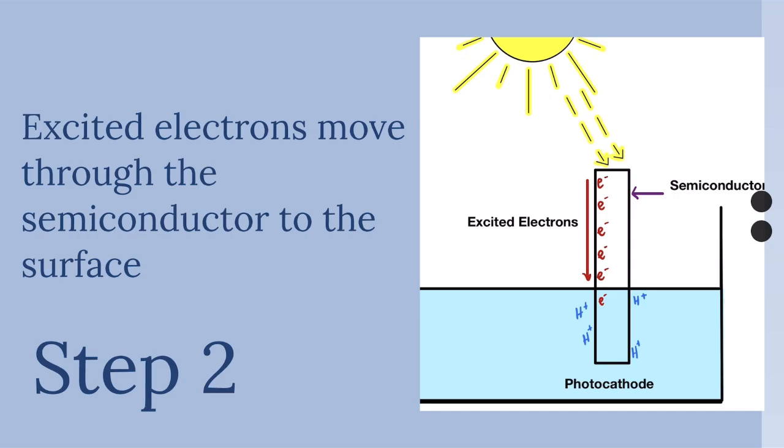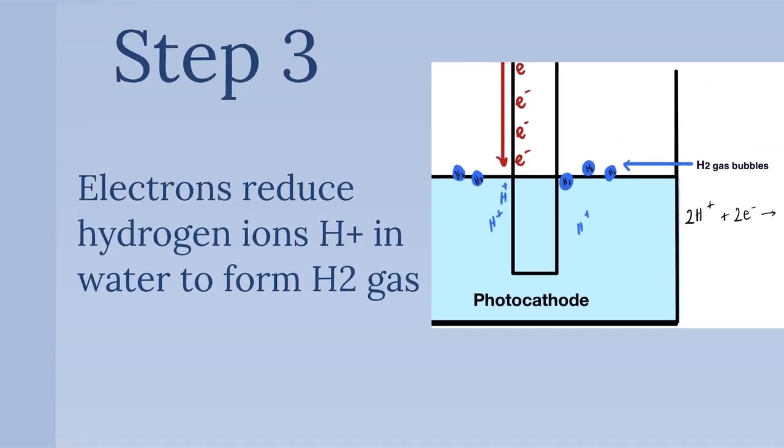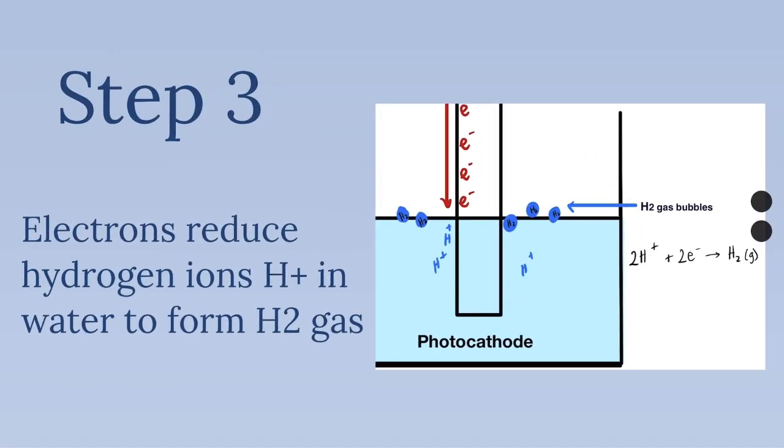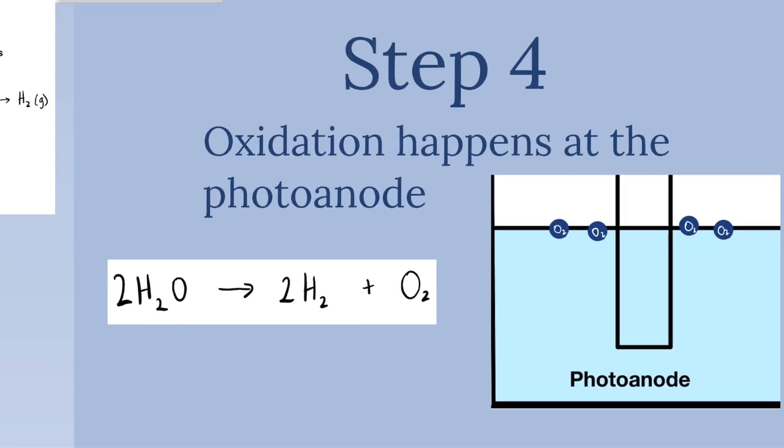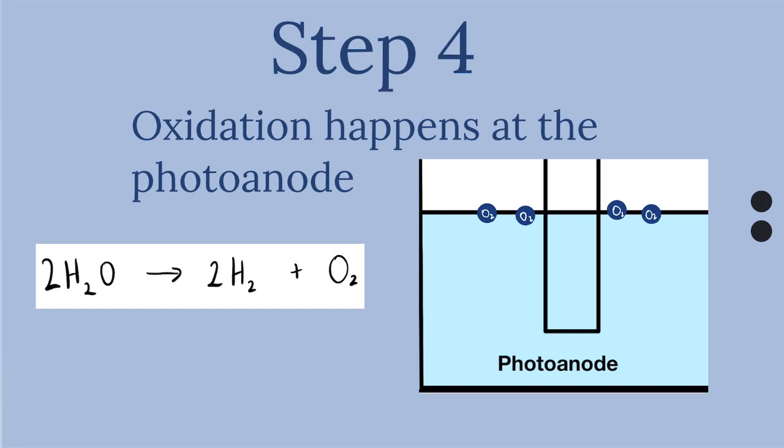Step 3 is where the electrons reduce hydrogen ions in water to form hydrogen gas at the photocathode. This is the half equation, and hydrogen bubbles form. This hydrogen gas is what is used for clean fuel. Water is oxidized to release oxygen gas at the photoanode, completing the water splitting reaction.